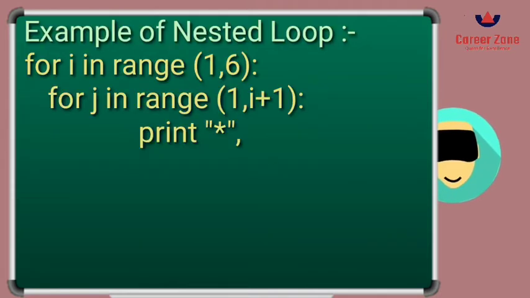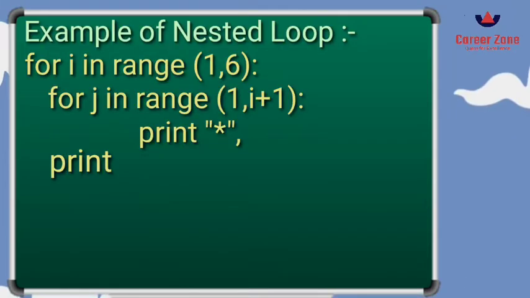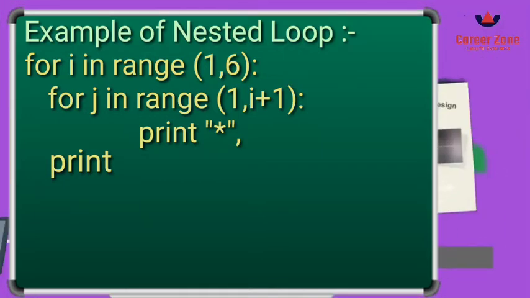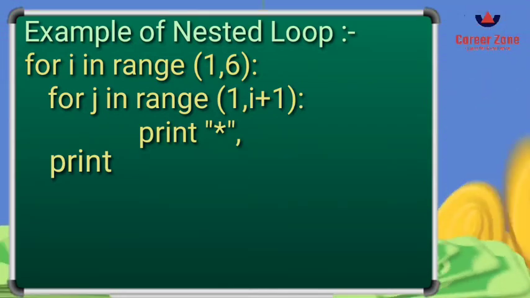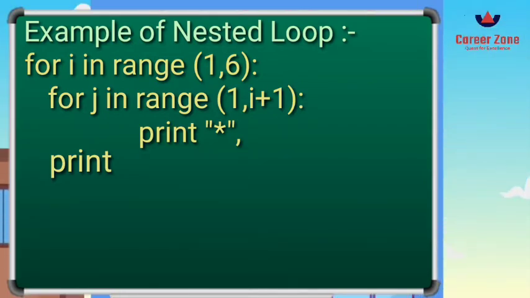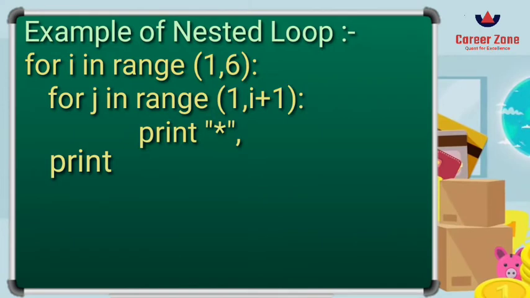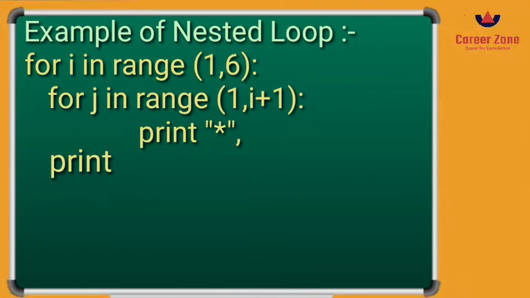So students, you can see here that I have written an example of nested loop where I have defined two for loops. It means a loop within a loop. The first for loop is called the outer loop, where I have taken i as a loop variable, and the range which I have taken is from 1, 6. It means the loop will execute 5 times because the upper limit is excluded in Python.